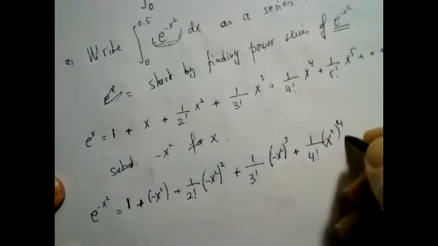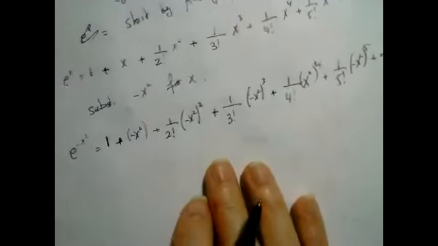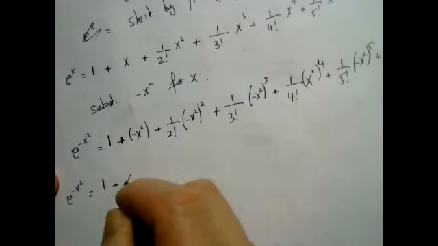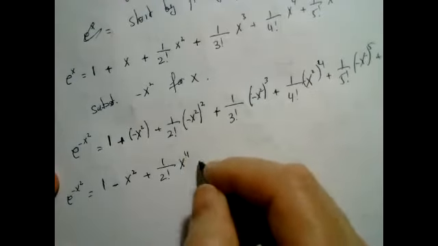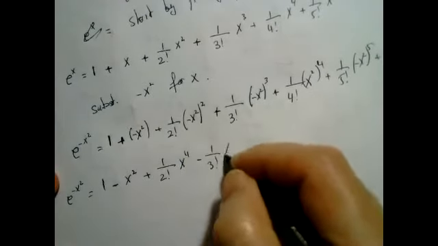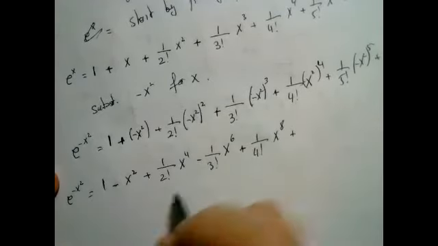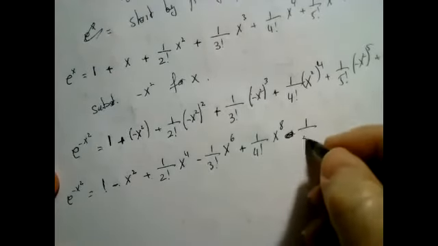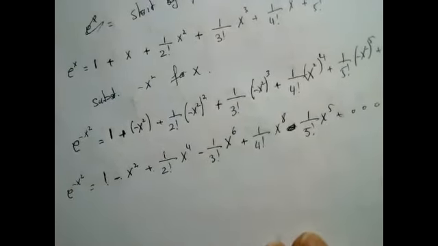To the power 4 plus that, etc. Okay. Now we're going to write e to the minus x squared equal to 1 minus x squared plus 1 over 2 factorial x^4. Now I'm getting rid of this mess. x^6 plus 1 over 4 factorial x^8 plus, and so on. Okay, so that's e to the minus x squared.